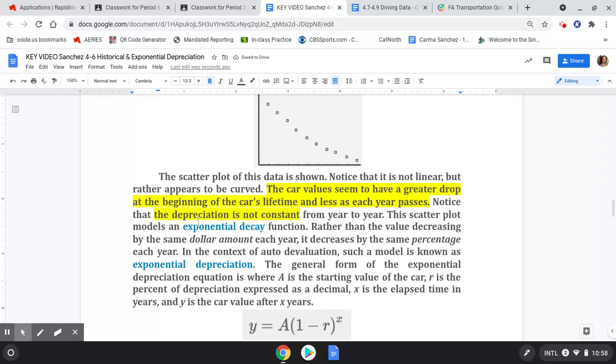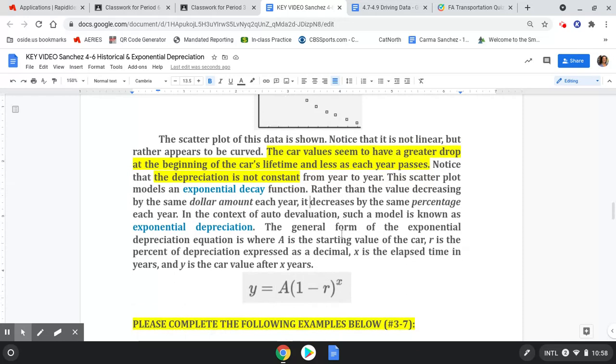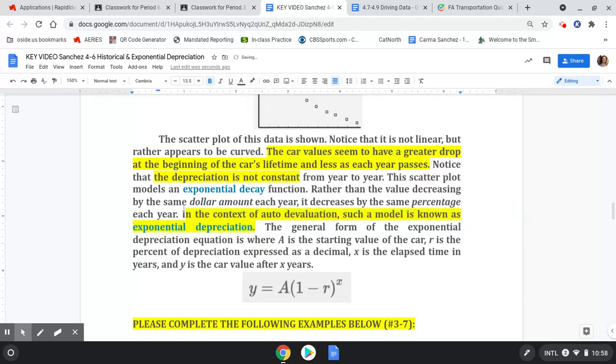The scatter plot models an exponential decay function. Rather than the value decreasing by the same amount each year, it's decreasing by the same percentage. In the context of auto devaluation, this model is known as exponential depreciation. So, no, linear is not a good model. Exponential is a realistic model.